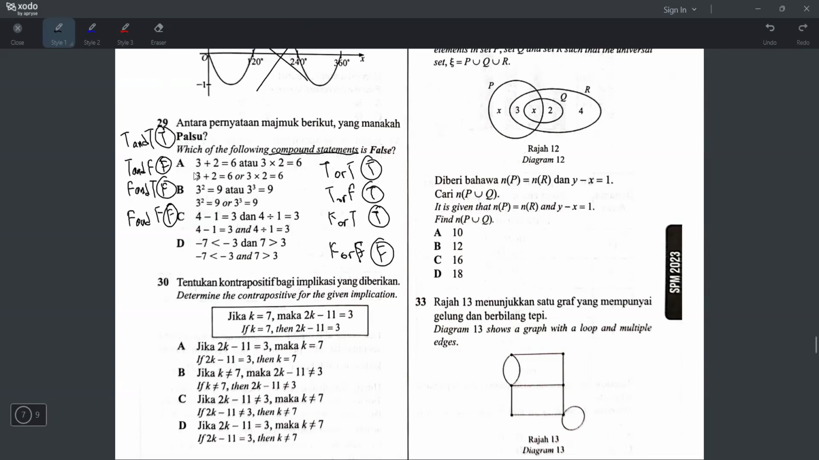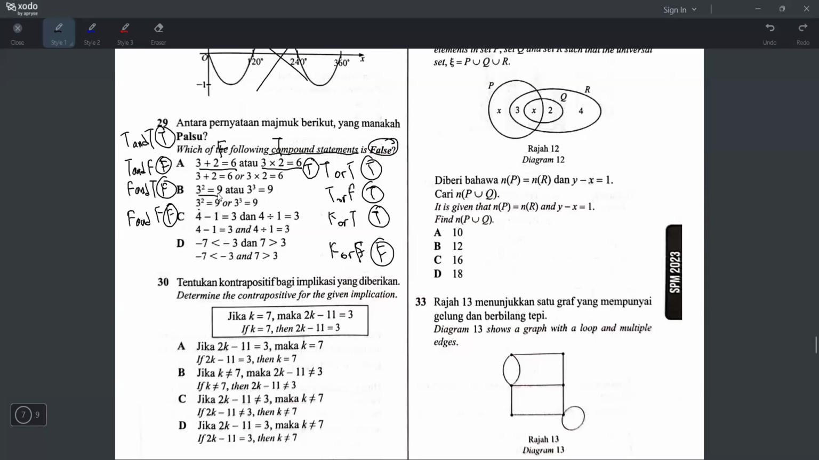So now we can look at the question. A, 3 plus 2 equals 6. This is false. Because 3 plus 2 is 5. 3 times 2 is 6. This is true. And they use the word or. So kalau false or true, in the end it becomes true. Okay. Yeah, because or salah satu true then true already. Okay. So this is not the answer lah. Because they ask which one is false, right? So A bukan jawapan.